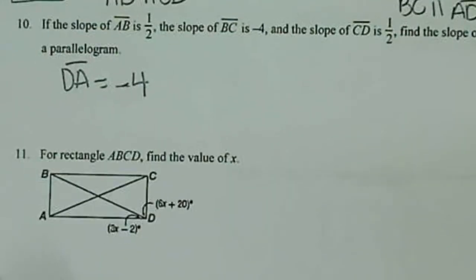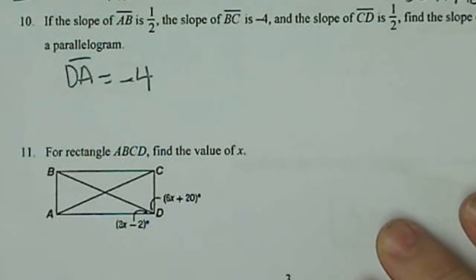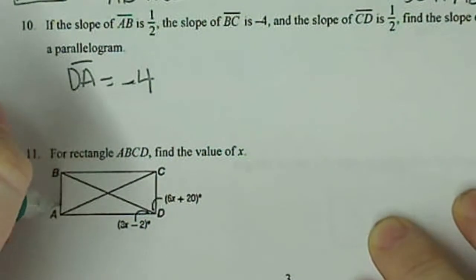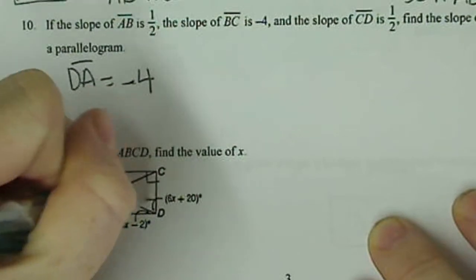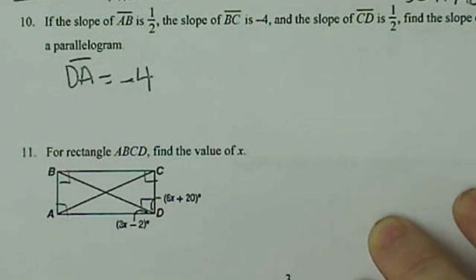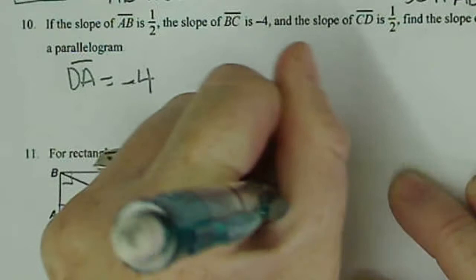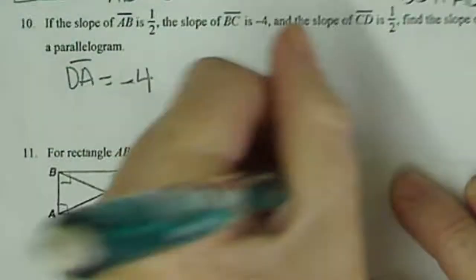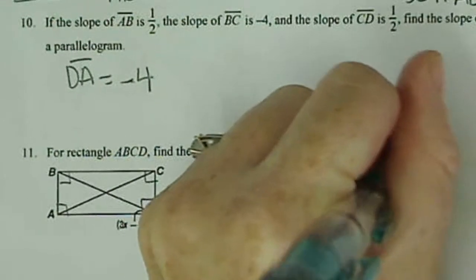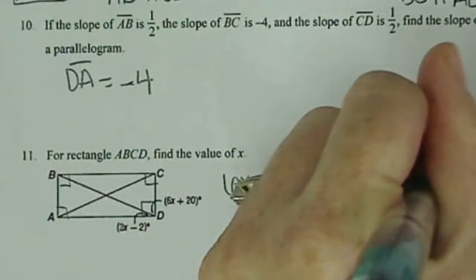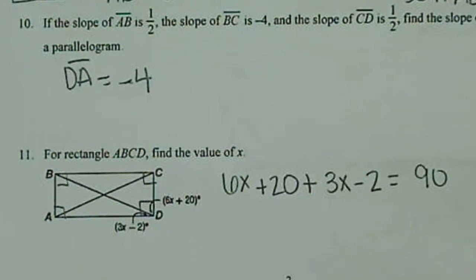Number 11. We have a key word here, and that is rectangle. That means all of these angles are 90 degrees. I want to find the value of x. So my equation is to add both of those angle measures and set it equal to 90. 6x plus 20 plus 3x minus 2 equals 90. Let's clean up the left side.